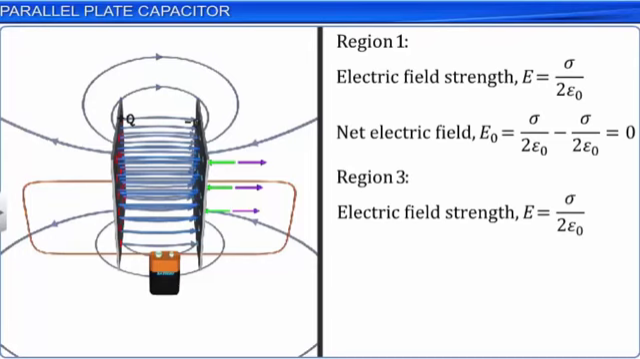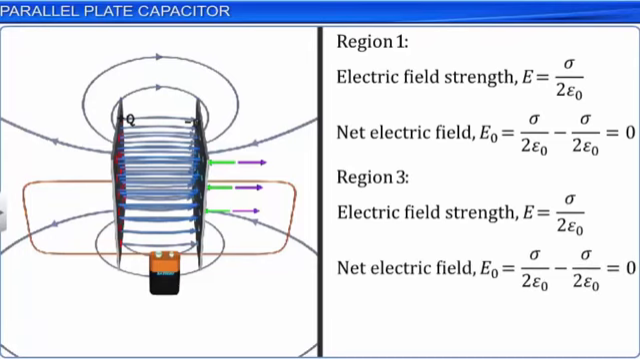Hence, in the region 3, the net electric field strength is equal to plus sigma by 2 epsilon naught minus sigma by 2 epsilon naught, which is equal to 0, since the two electric fields are oppositely directed in region 3 as well. Now let us look at region 2 between the plates of the capacitor.